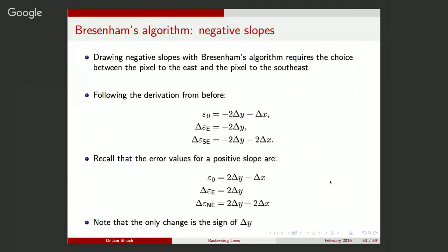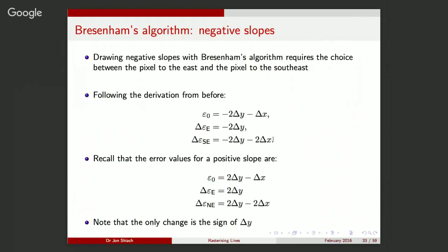I'm not going to focus too much on DDA because your assignment is to do with Bresenham's algorithm. Now, for negative slopes in Bresenham's algorithm, we have a choice between a pixel to the east and a pixel to the southeast. So rather than going northeast, we're going southeast. If I was to go through all that derivation before, we end up with these expressions for the error. There's the initial error, the change in error if we went to the east, and the change in error if we went to the southeast.